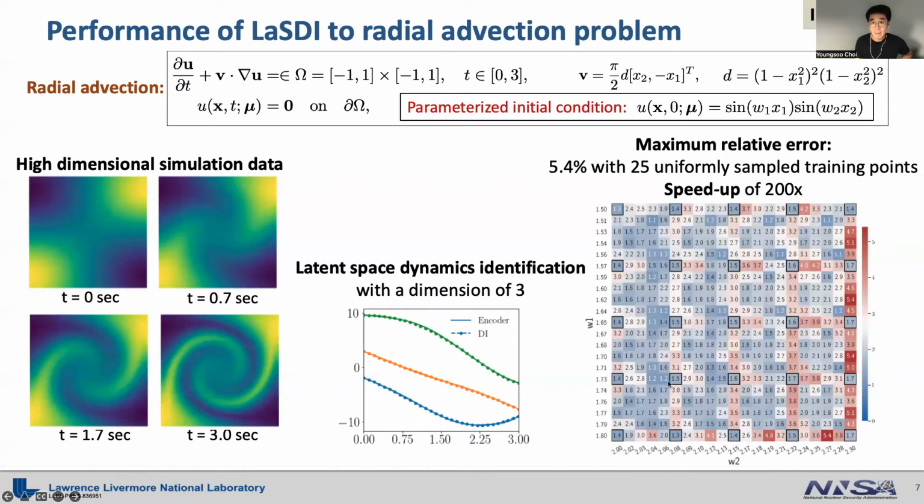This heat map shows the relative error on a given parameter space. The maximum relative error was 5.4%, which occurs around here. The LaSDI framework was able to give us a speed up of 200x when compared to the full model simulations. Decent results, right? But we were not happy about the high relative error concentrated on a particular region of the parameter space. For this particular problem, it seems to happen on the right side of the parameter space right here. This was caused by the uniform sampling. We needed a better sampling procedure, possibly by incorporating physics information.